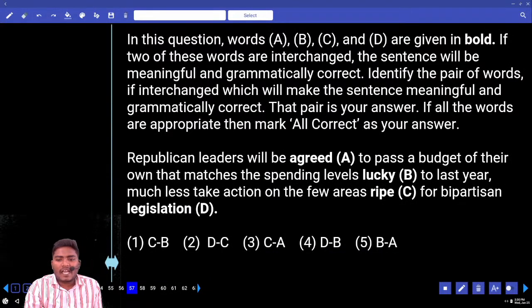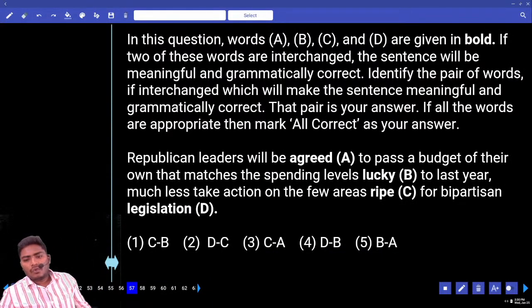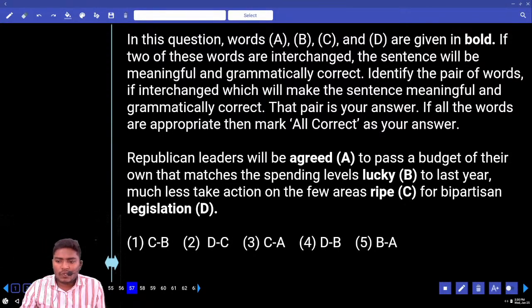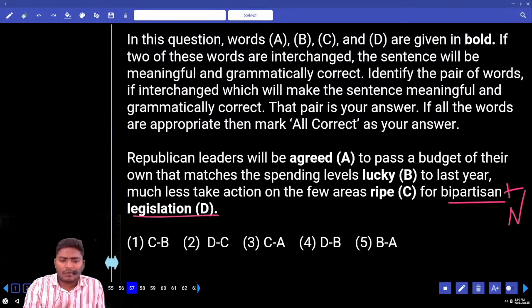Republican leaders will be agreed to pass a budget of their own that matches the spending levels agreed to last year, much less take action on the few areas ripe for bipartisan legislation. Look at this. Bipartisan is an adjective, we need the noun form. Legislation is a noun, that looks good. Look at the next one.